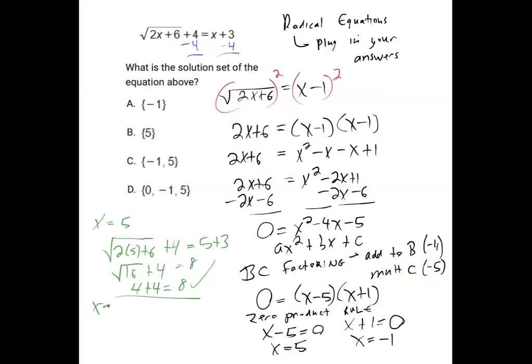But if we do x equals -1, we have square root of 2 times -1 plus 6 plus 4 equals -1 plus 3. So that's -2 plus 6, which is the square root of 4 plus 4 equals 2. And so we'll have 2 plus 4 equals 2, which is just not right. So the -1 didn't work, but the 5 did. And the answer here is B.